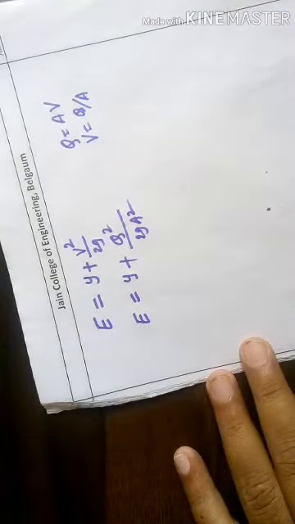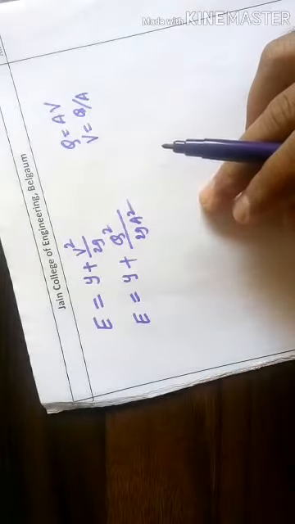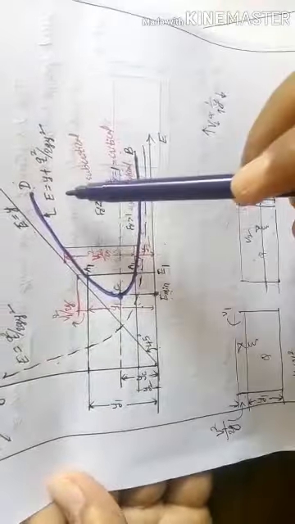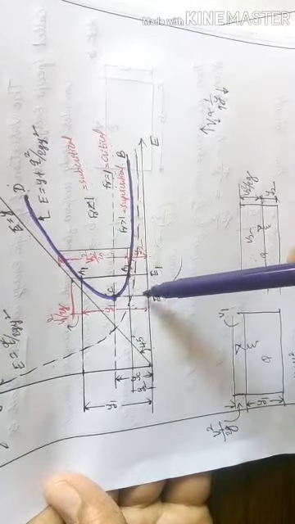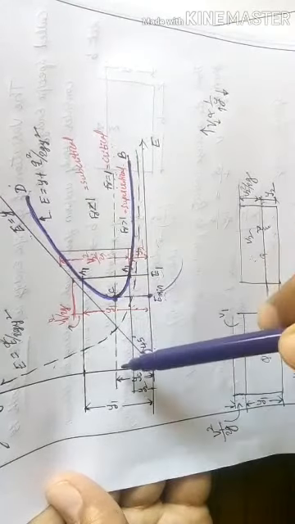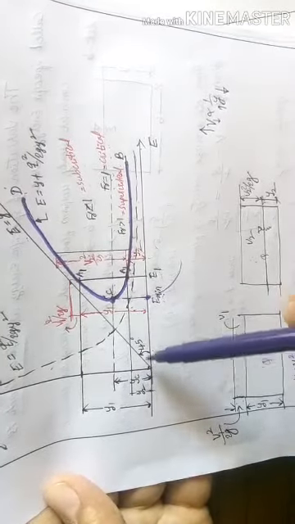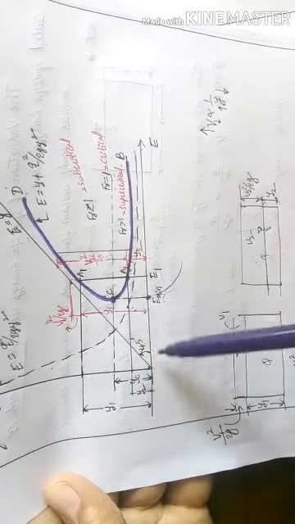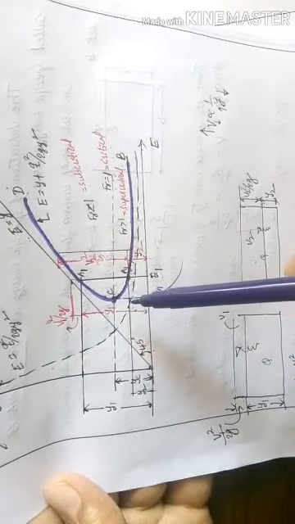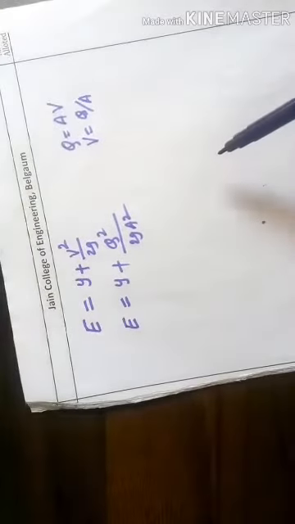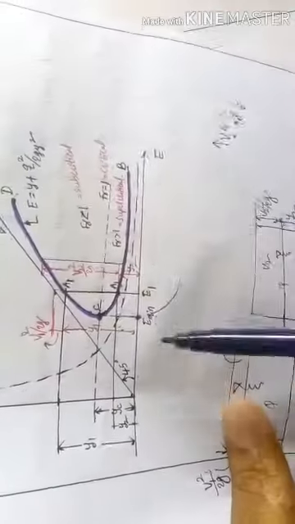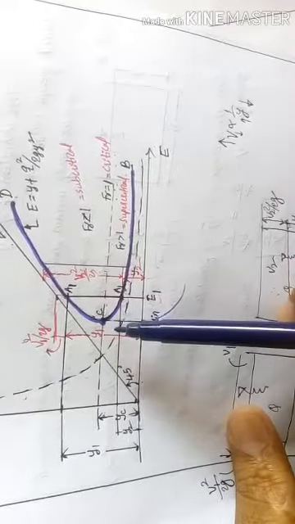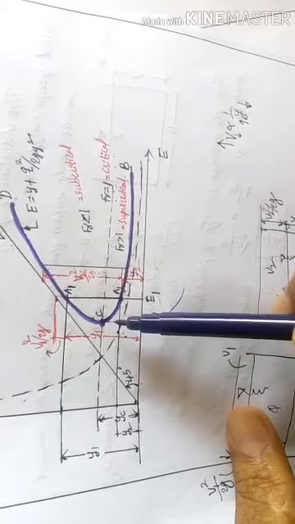As seen from the specific energy curve, at point C, the specific energy is minimum. Corresponding to the minimum specific energy, whatever the depth we get, that is critical depth. And corresponding to the critical depth, whatever the velocity we get in a channel, that is called critical velocity. And this point refers to the critical flow condition also, and the flow depth is called the critical depth.